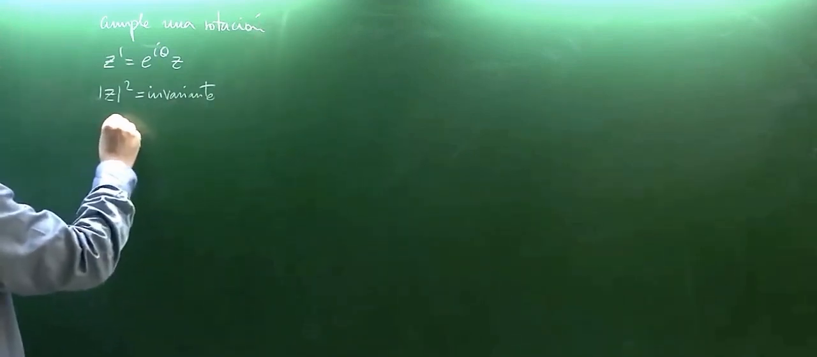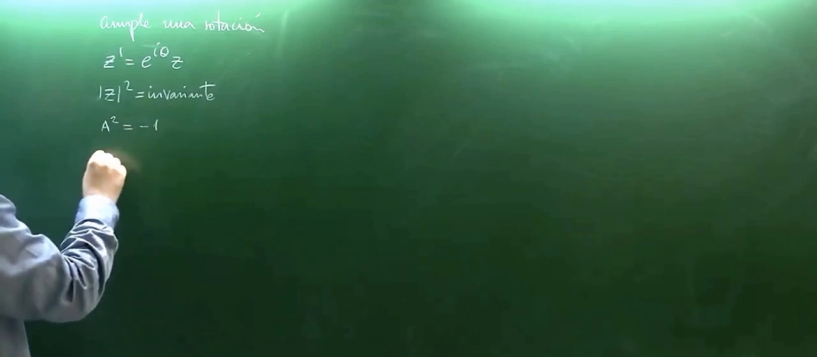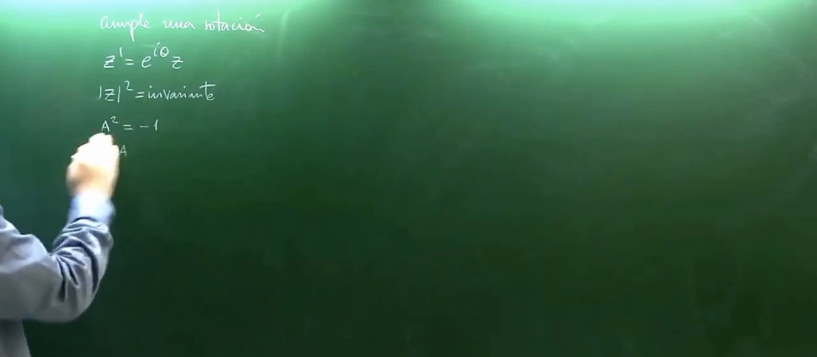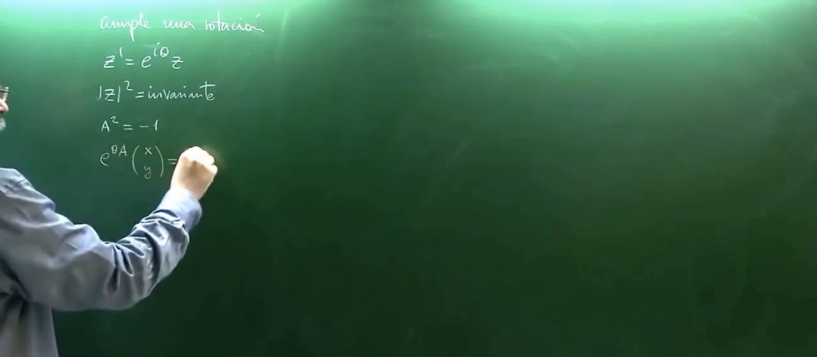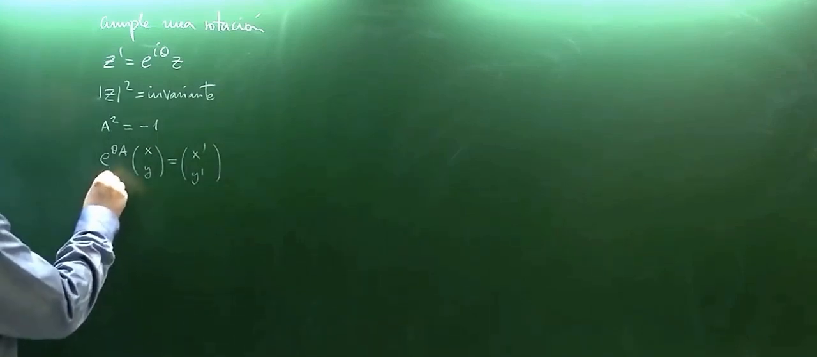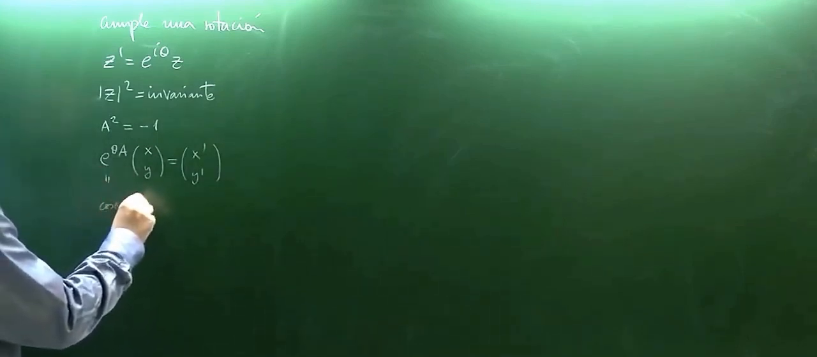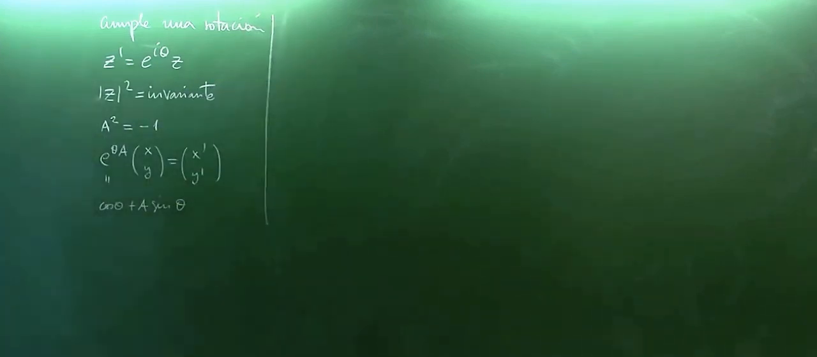On the other hand, we also know, as we just saw, that if a squared is minus 1, then e will have to be raised to theta a. This turns out to be a matrix that acting on (x, y) gives us (x prime, y prime). And this is a rotation, which is what we just saw, right? Because this, remember, is cosine of theta plus a sine of theta. Very well, so let's play a little.